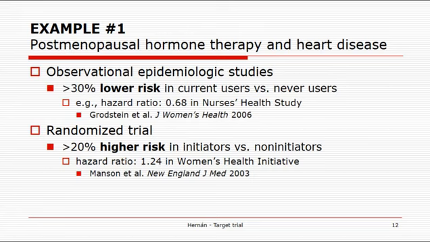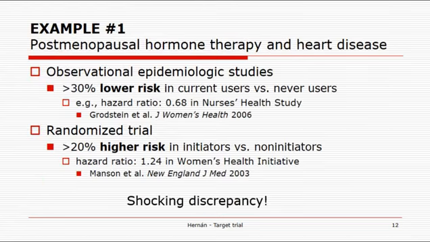Then, in 2002, the results of a large randomized trial of hormone therapy were published, first in 2002 in JAMA and in 2003 in the New England Journal, and this study found exactly the opposite. This large randomized trial found that women assigned to hormone therapy had a 24% increase in the risk of heart disease than women assigned to no hormone therapy. And this was shocking. This was really shocking. When people saw this, it was like saying, "Wow, this is really bad."